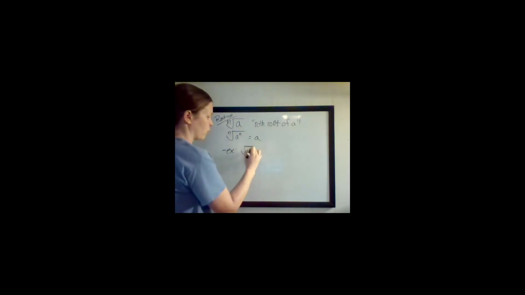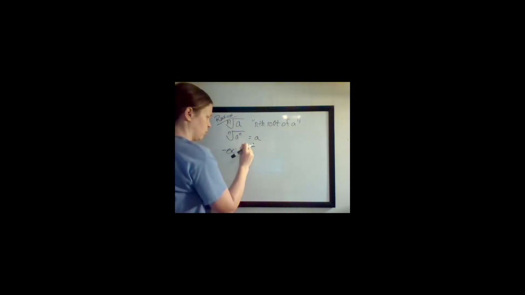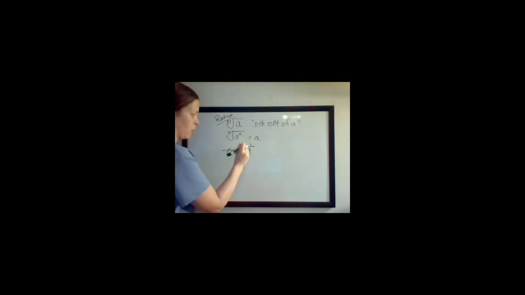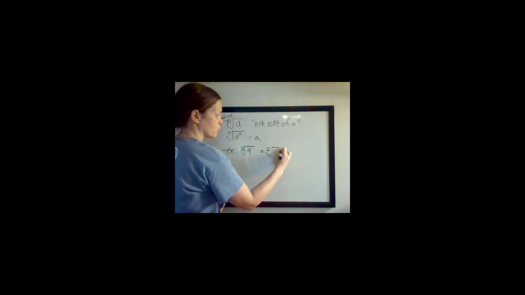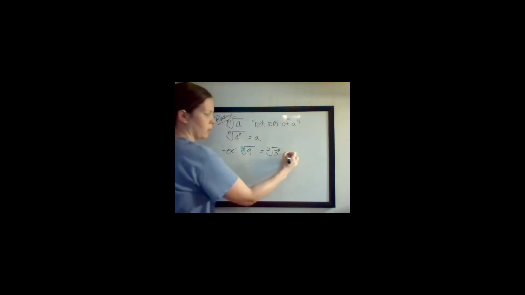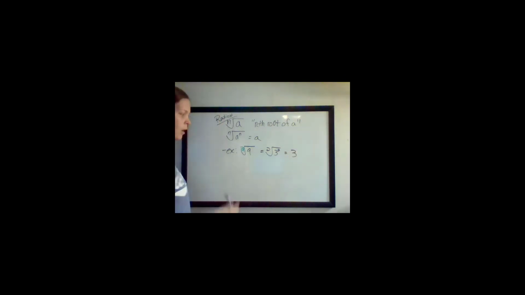If we were doing the square root of 9, if there's nothing there, we assume it's a 2. Square root. If there's nothing there, it's a square root. So if we were to rewrite 9 as 3 squared, that's the same thing. We just get 3. So we're looking at, if we have 9 here, what times itself gets us 9? It's 3. So our answer is 3.